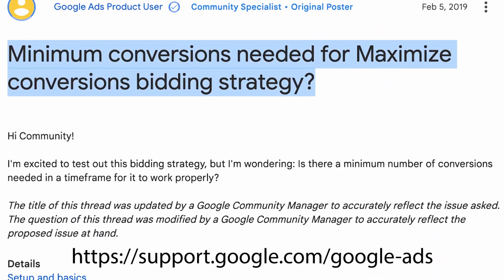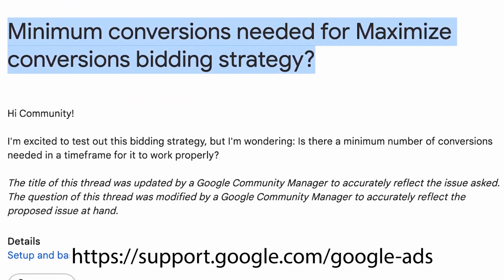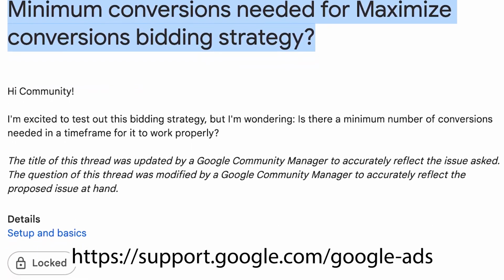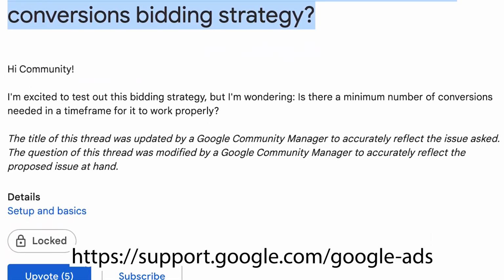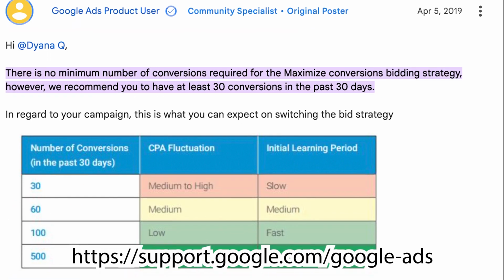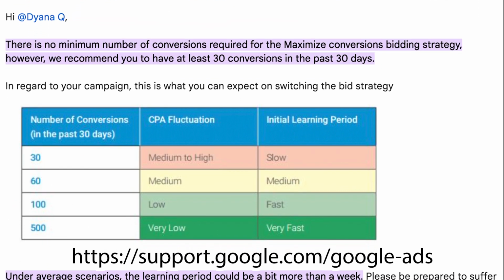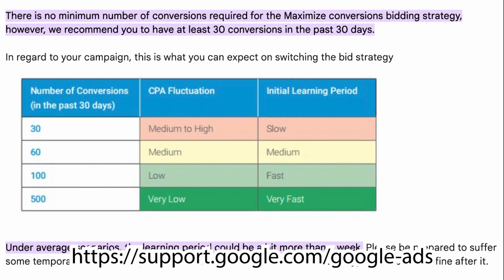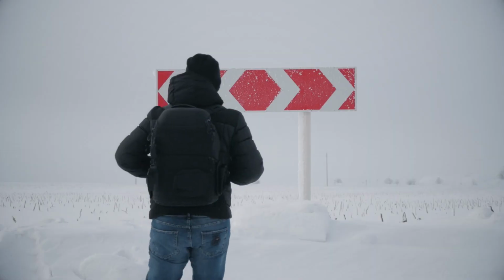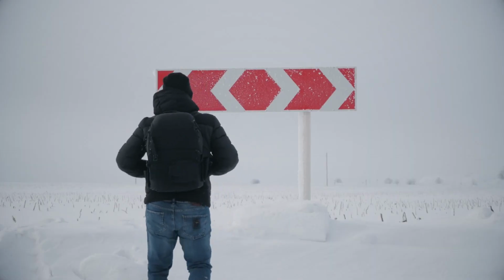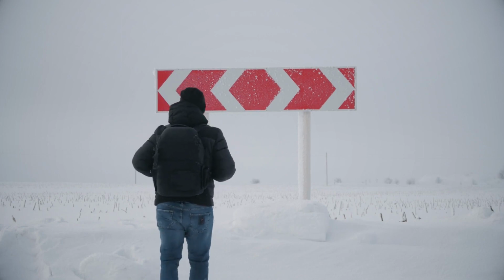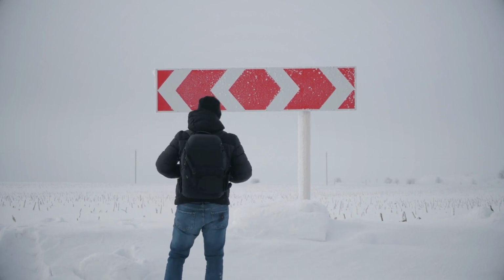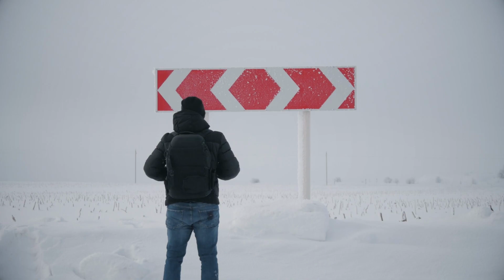And a natural question comes up, well, how much conversion data do I need for this to work effectively with Google's machine learning? And you can never seem to get a straight answer on this. The best I could find was this answer that says you need anywhere from 0 to 500 conversions in the past 30 days. If you're making 500 sales per month, congratulations, you can ignore the rest of this video. But for the rest of us, only making a handful of sales per month, we have a decision to make.